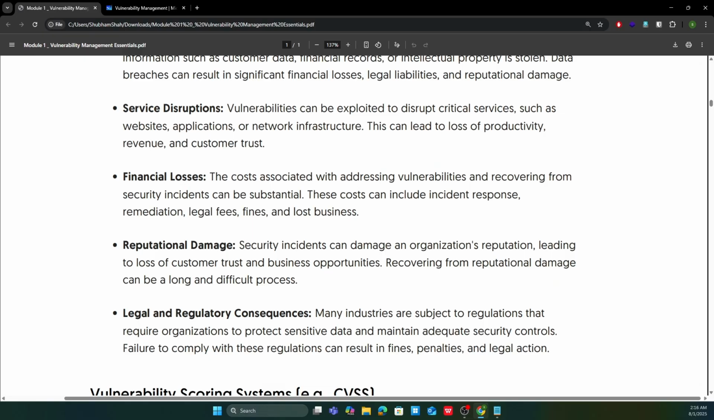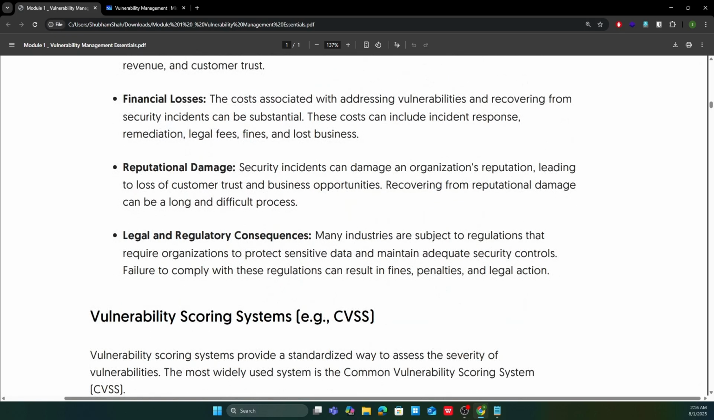And we need to face legal and regulatory consequences. Many industries are subject to regulations. For example, we need to follow HIPAA compliance if operating in the healthcare industry. One has to follow GDPR if operating with European customers' data. Many industries are subject to regulations to protect sensitive data and maintain adequate security controls. If you fail to comply, you need to pay fines, penalties, or face other legal actions against your organization. So this is how a vulnerability management program would help us.